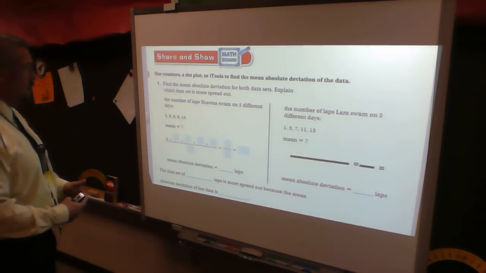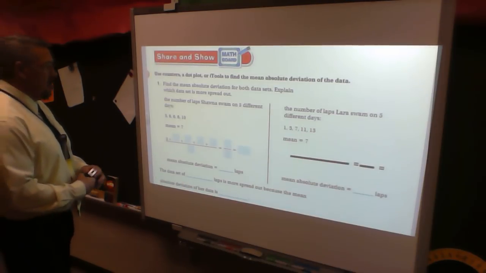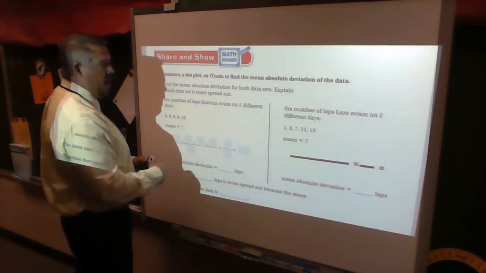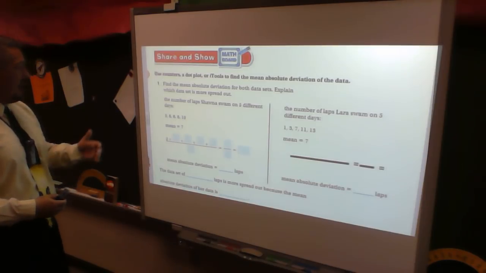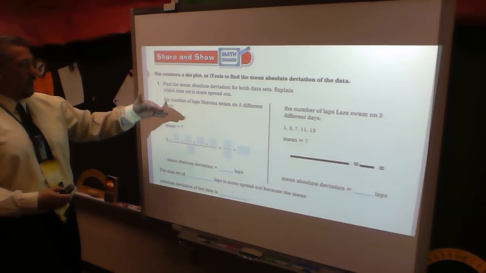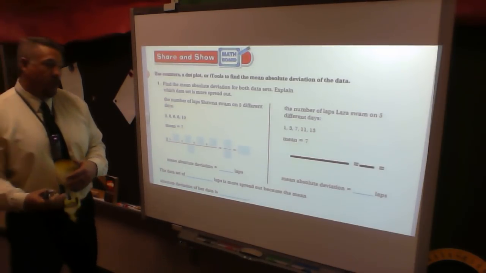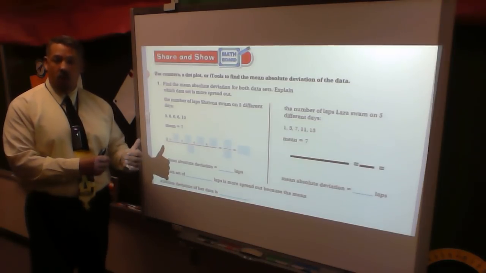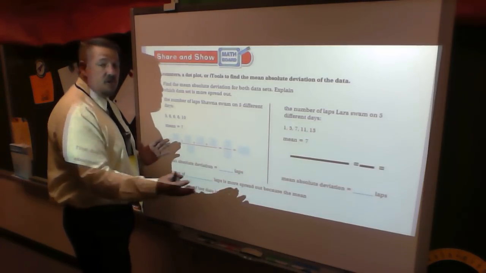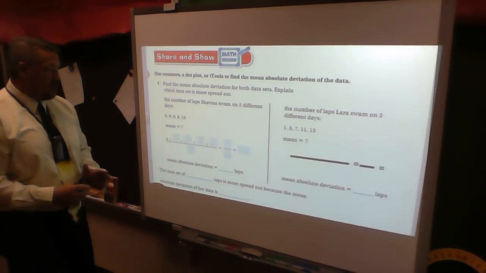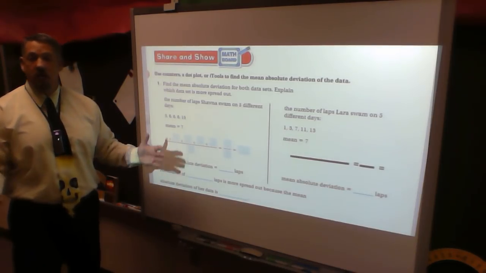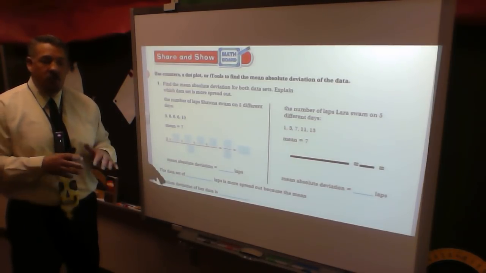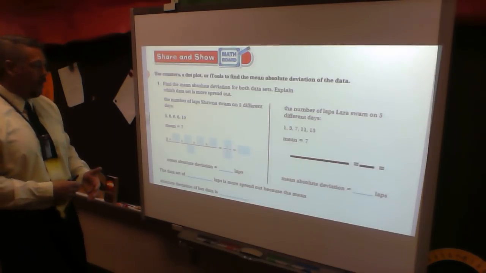All right, so how do these two work? Same information, same process. It says find the mean absolute deviation for both data sets. Explain which data set is more spread out. There are times on your assignments and on your tests where you're going to have 2 things to compare, and sometimes it's just going to be solving it by itself. Easy math, just remembering the steps is what you have to do.